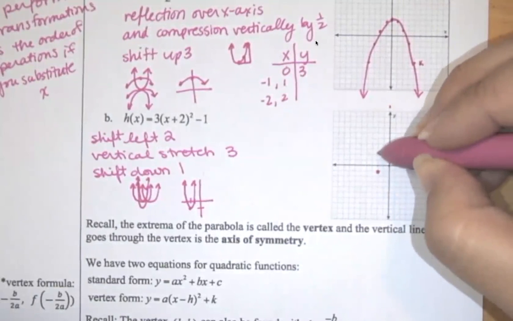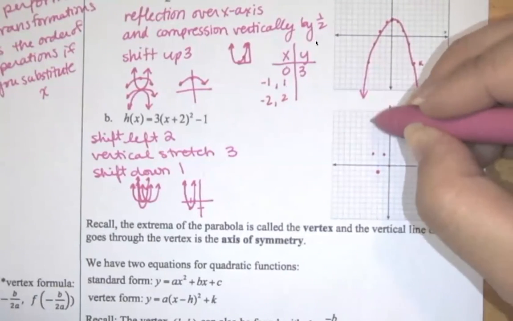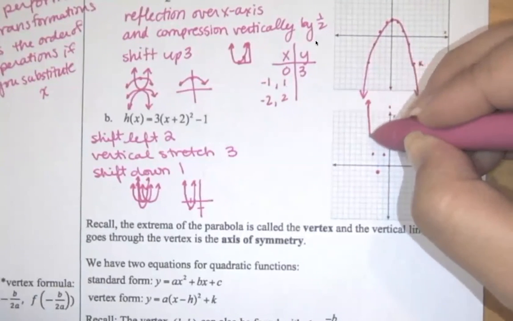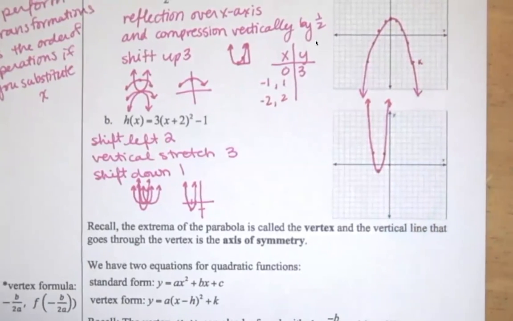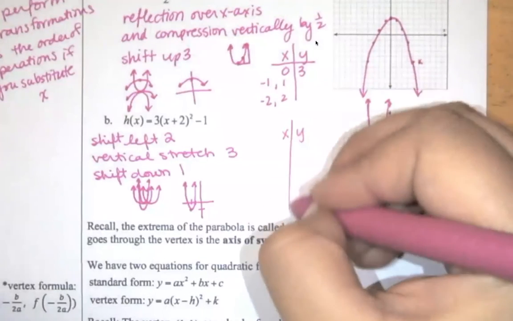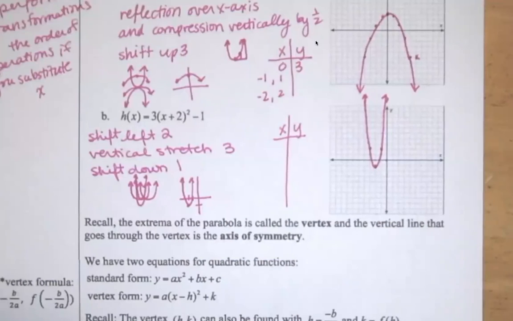Using that axis of symmetry, I'm going to go ahead and reflect these points to sketch my parabola without using a calculator. It is important to be able to do this without the calculator. However, you don't have to do it without any calculations. You could do an XY table.